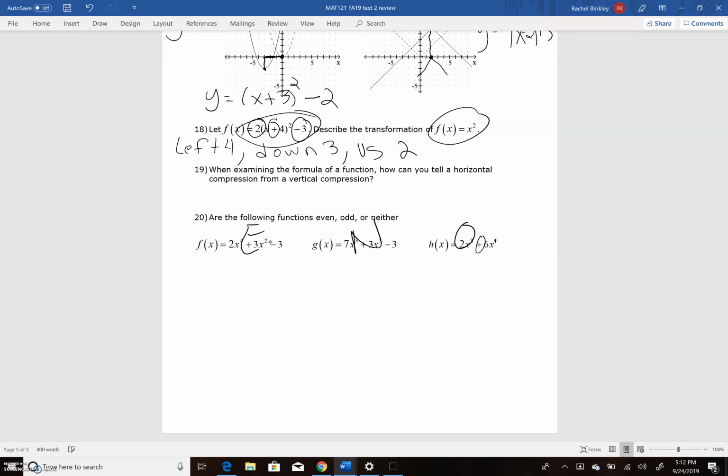How can you tell a horizontal compression from a vertical compression? Well, that's interesting. A horizontal, if I have something here, a horizontal compression is actually going to make it skinnier, right? It's going to make it skinnier because we're pressing in from the side. A vertical compression is actually going to make it shorter and fatter because you're pushing down from the top.